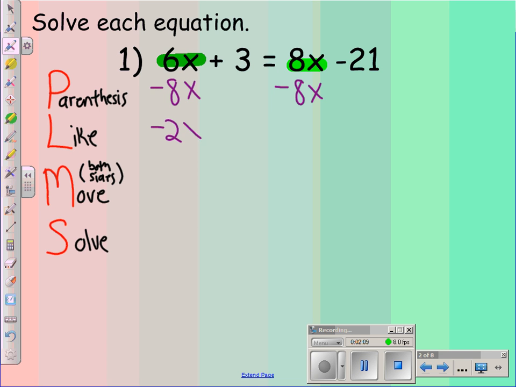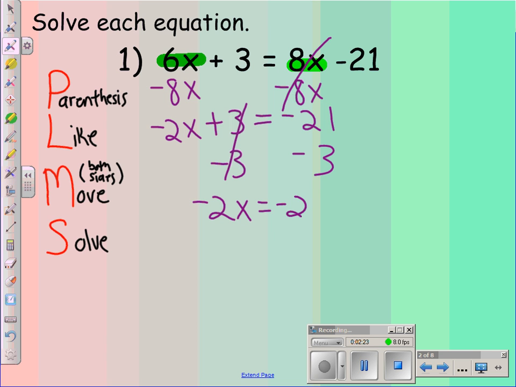So I end up with negative 2x plus 3 on the left. The 8x's go away. That was the point, was to get rid of 8x, and now I can solve my two-step equation. Divide through by the coefficient. x is equal to 12.